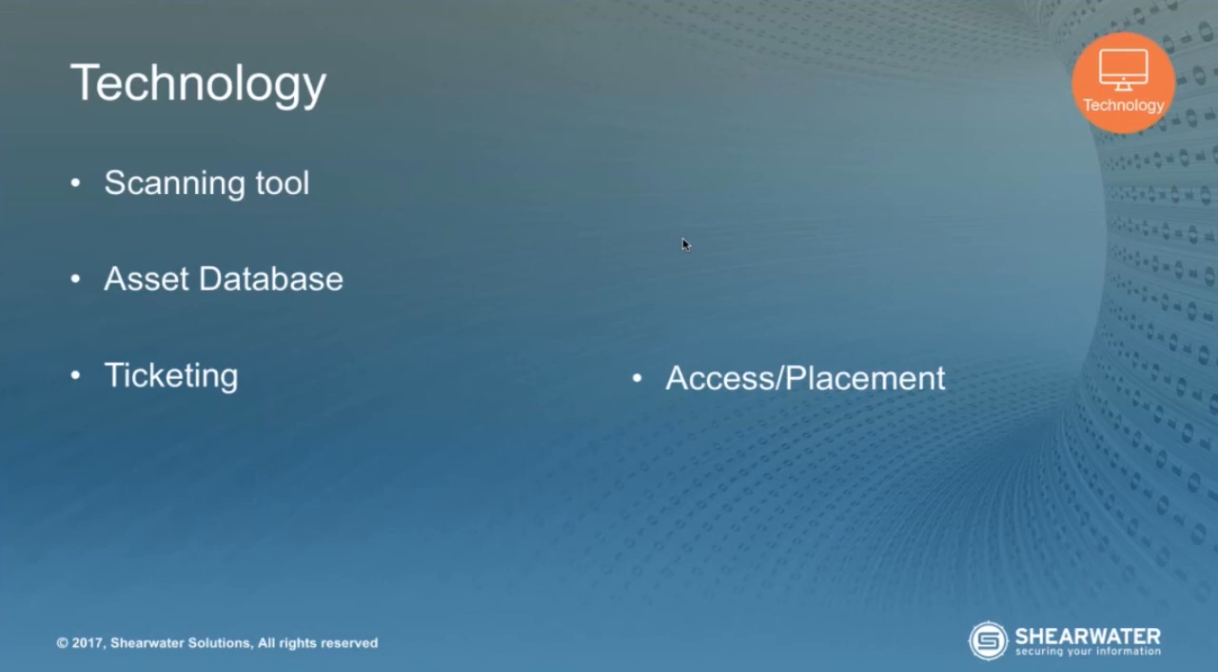So what they're seeing is kind of a one-eyed picture. So access and placement is a technology issue that most organizations need to overcome. And it's just a matter of planning your deployments.